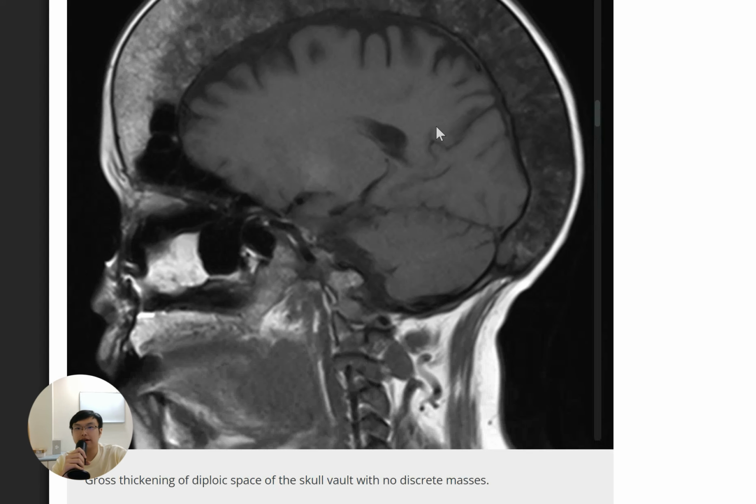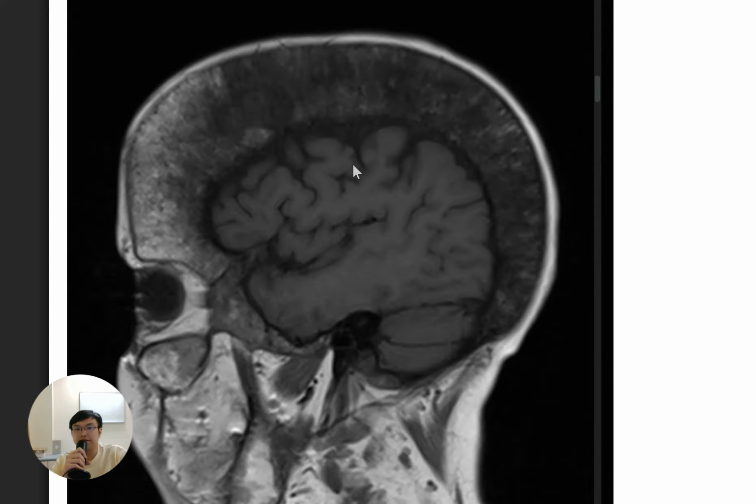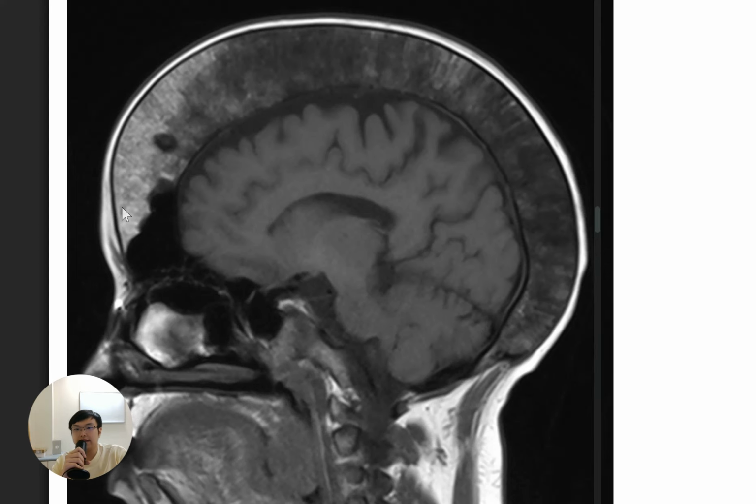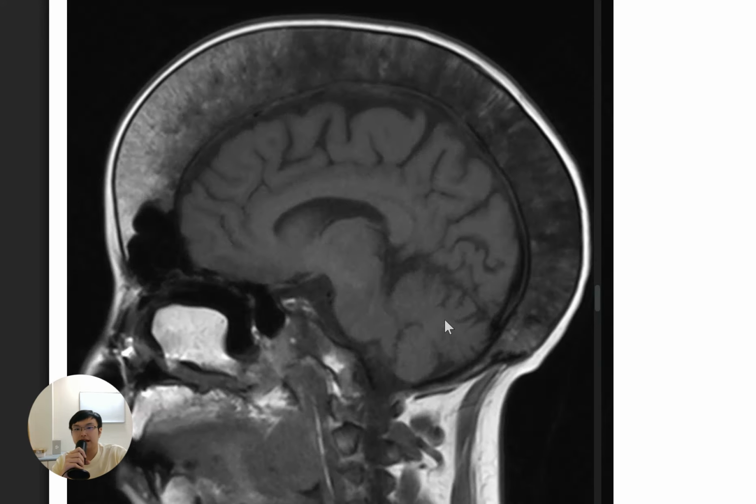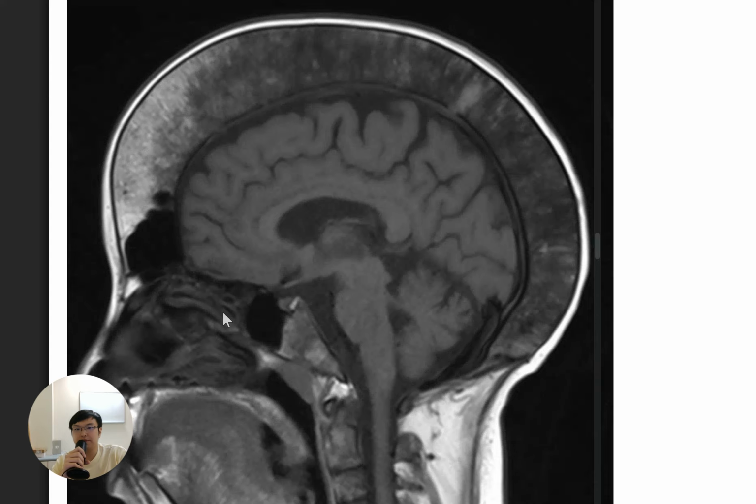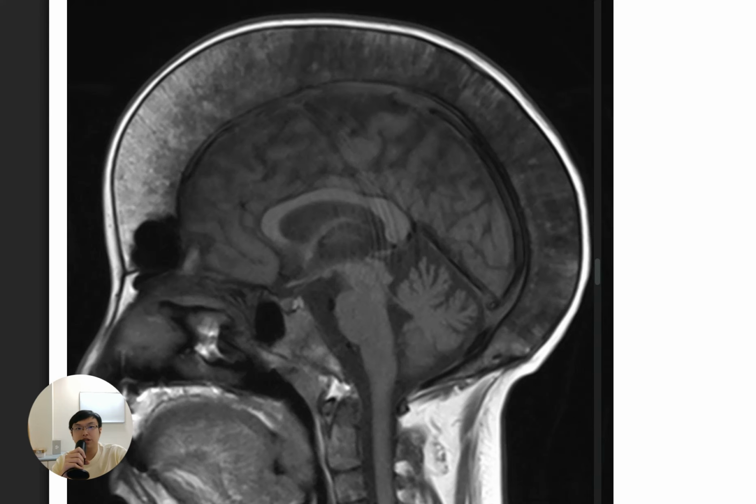Okay, so let's take a look at the sagittal plane first. And you can see that there is skull vault thickening, and the skull base is also a little bit thickened as well, but the most obvious is at the skull vault. And usually you may have heard a term called hair on end appearance, in which you see all these vertically oriented dark signals, just like septations, within the thickened skull vault. Actually, what are they? They are the thickened secondary trabeculae.